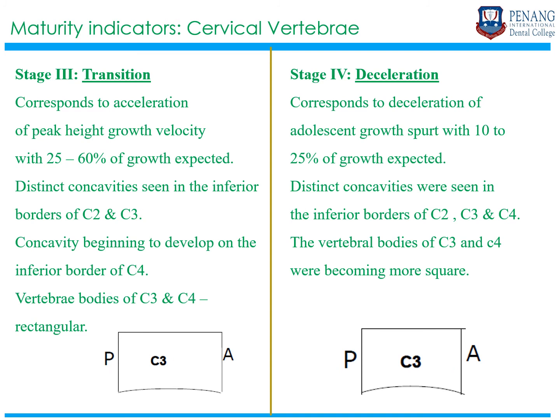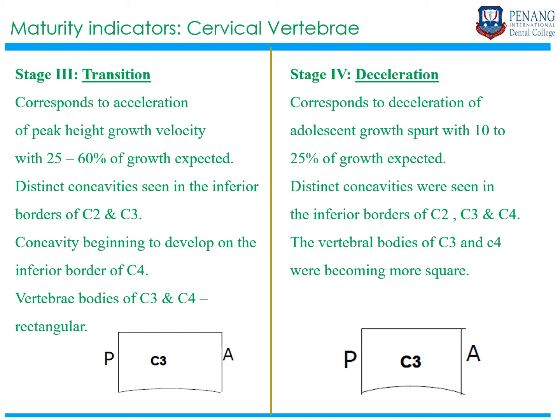So stage 3 and stage 4. In the transition stage, it corresponds to the acceleration of peak height growth velocity with 25 to 60% of growth being expected. There are distinct concavities seen in the inferior borders of C2 and C3. Concavity is beginning to develop on the inferior border of C4 as well, and the vertebral bodies of C3 and C4 are rectangular.